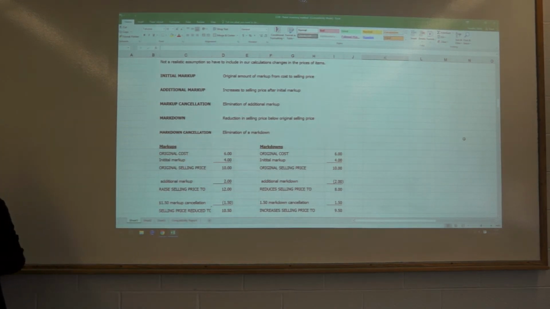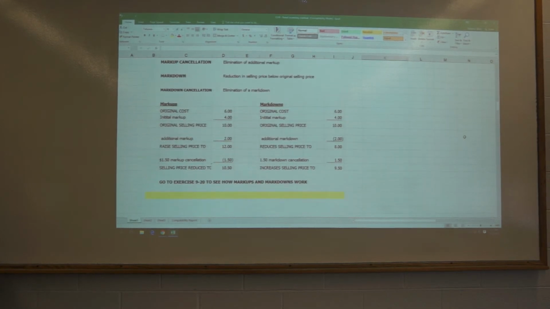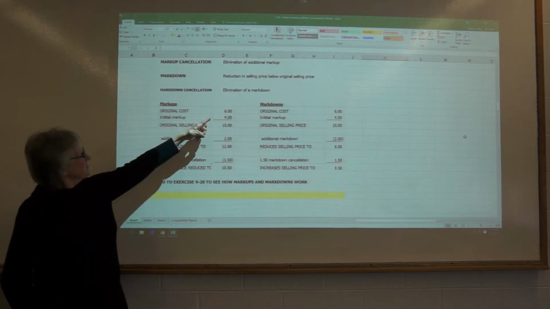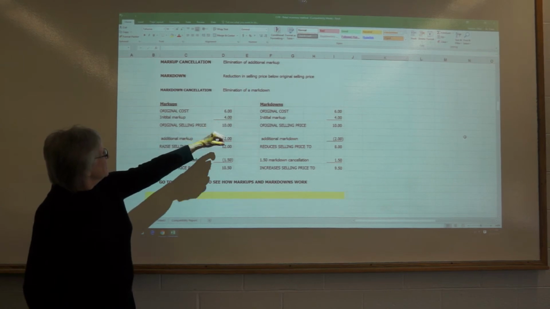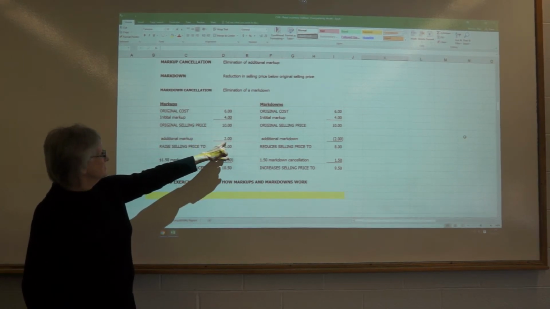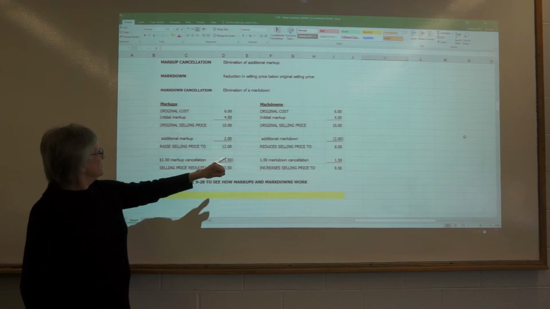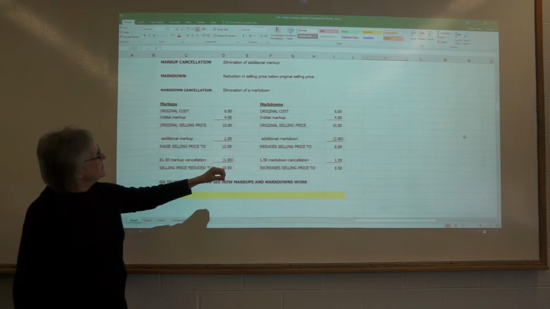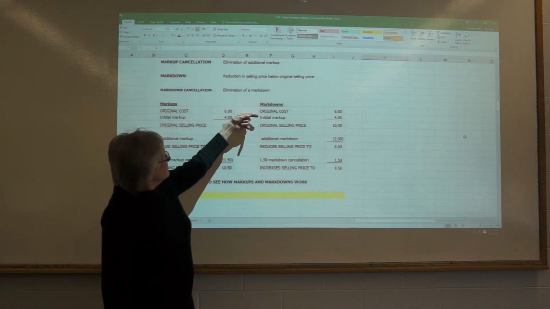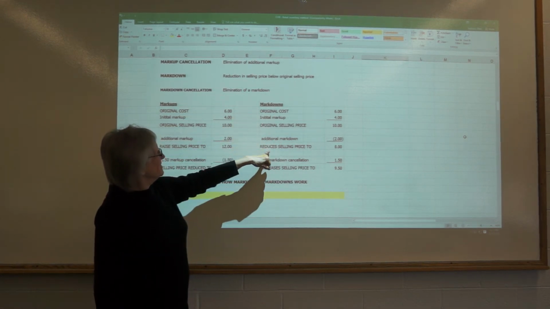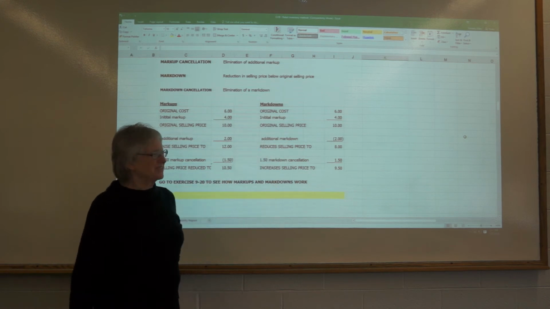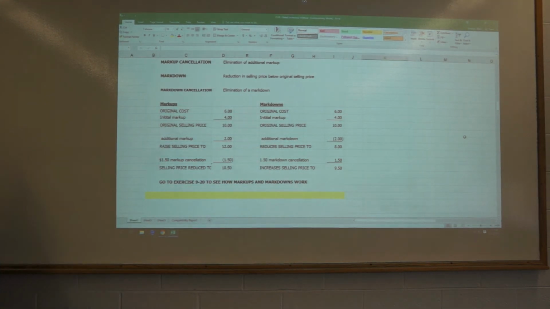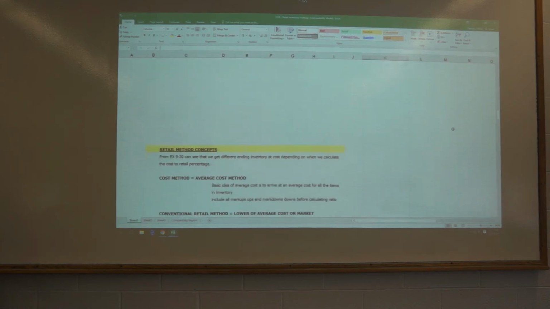So if you want to look at it with markups and markdowns, you think you've got the original cost, your initial markup as your selling price. You could have an additional markup of 2, now it's 12, and then you could have a markup cancellation and get it down to 10.50. And here, if you've got your original cost, you get your initial markup, but then you have a markdown, and then you can have a markdown cancellation. So these do complicate things a little bit. Okay, so if you want to look at exercise 9-20, that will show you pretty much how they work.